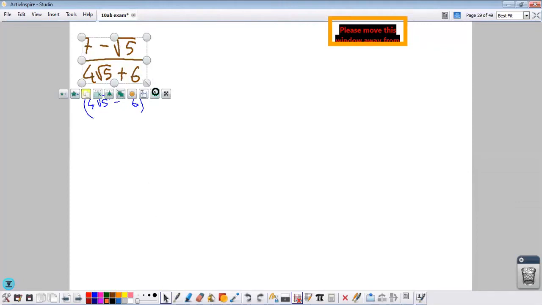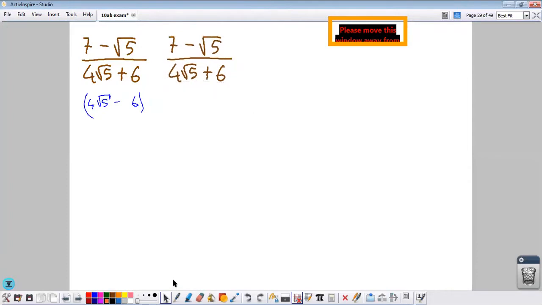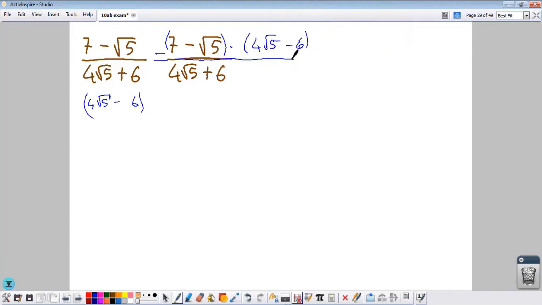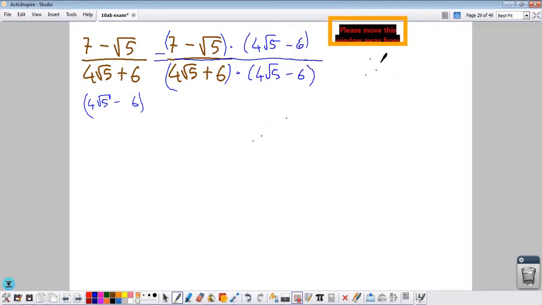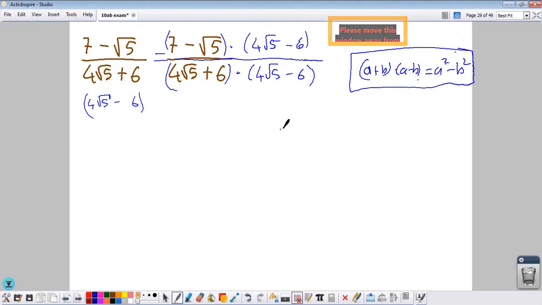Let's be quick and use the smartboard tricks. Equal, this is going to get longer. You will put parentheses and times 4 square root 5 minus 6. And in here, we will put parentheses times 4 square root 5 minus 6. Why did we change the sign, teacher? It is because of the rule: when you have a plus b times a minus b, the result is equal to a squared minus b squared. It is a rule that we should know very well.